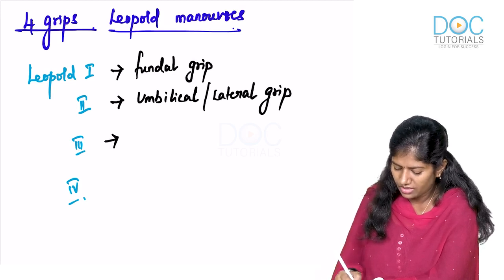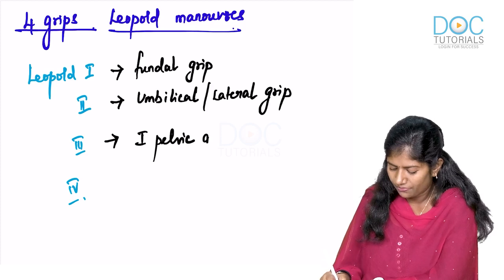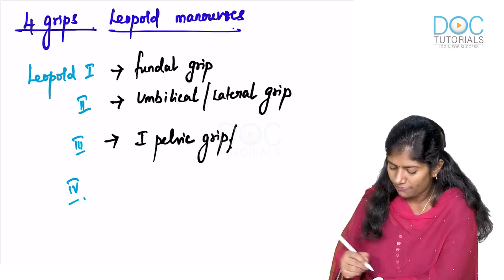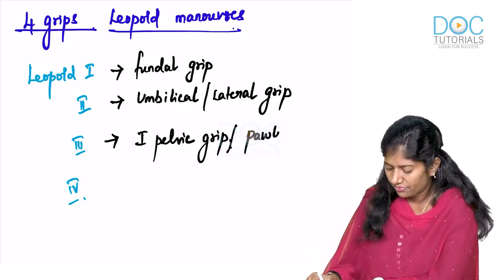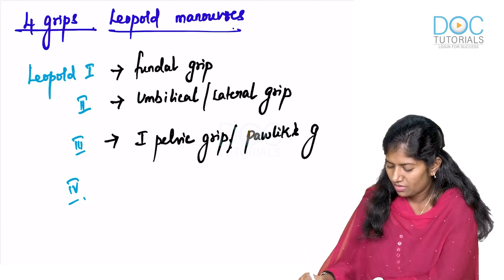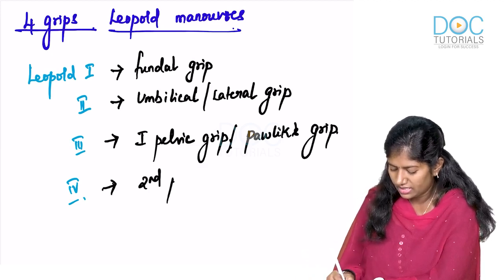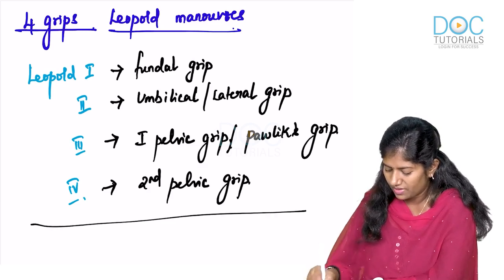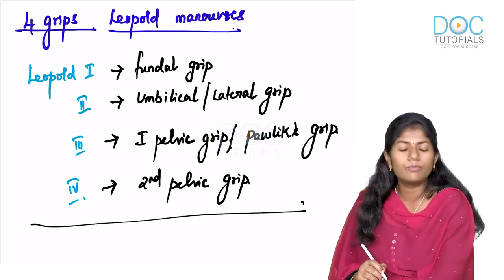Leopold 3 is the first pelvic grip, otherwise called Pawlik's grip. Leopold 4 is the second pelvic grip. So we have 4 grips: fundal grip, umbilical grip, Pawlik's grip or first pelvic grip, and second pelvic grip.